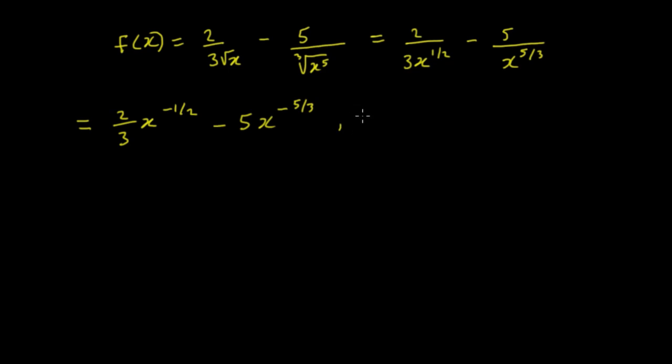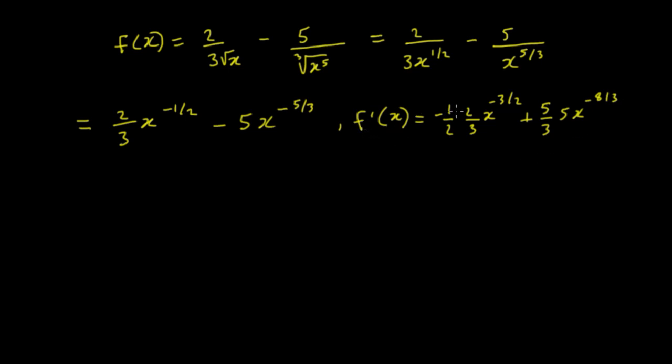So we can say that f derivative of x is going to equal, well, we multiply by the index, so we're going to have minus a half times the 2 upon 3 x to the power of 1 less than this, which is going to be minus 3 upon 2. And the second part of it is going to be the minus times the minus, which will give you a plus. And we'll be multiplying by 5 upon 3 times the original 5 here times x to the power of, well, 1 less than minus 5 upon 3 would be minus 8 upon 3.